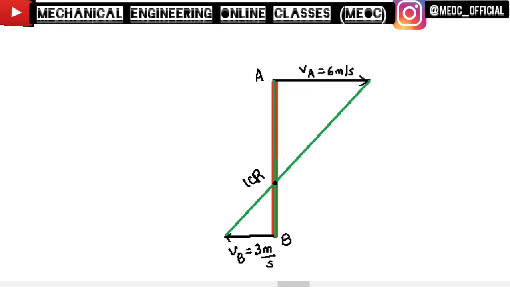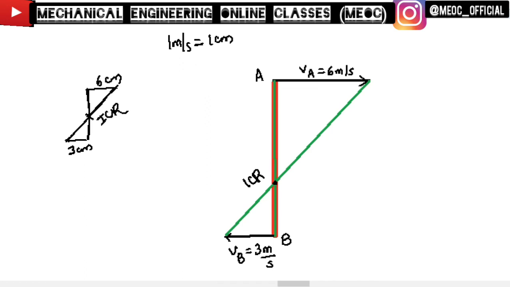So we have to draw AB to scale, the length of AB, and the velocity VA to scale. All of them should also maintain the direction. AB is vertical, so it should be vertical. VA is rightward horizontal, that should be taken to scale. For example, if 1 meter per second is 1 centimeter, then this is a 6 centimeter line, then this will be the 3 centimeter line, and the intersection between the vertical and this slant line is I or ICR.